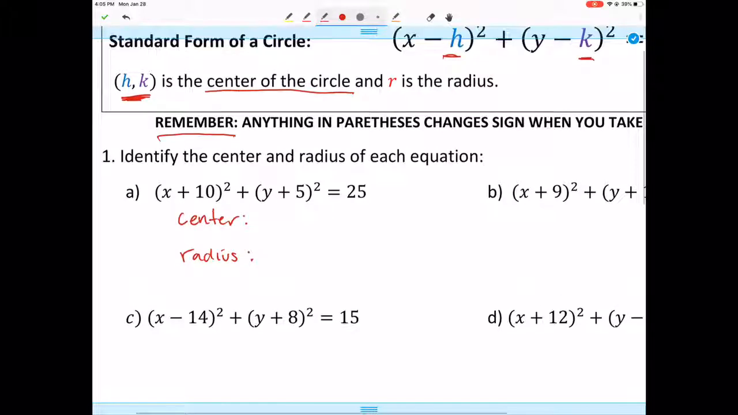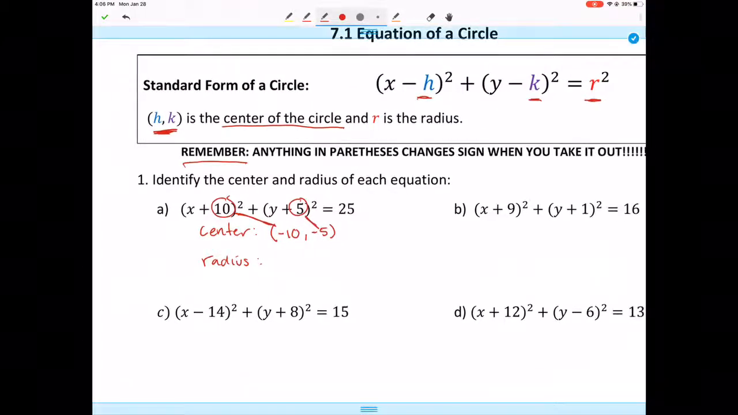So for the center, these are our H and this is our K, but anything in parentheses changes its sign when you take it out. So we need to switch this sign to -10, and our K will go from a +5 to a -5. That's where those numbers are coming from. And if we were to put this -10 into our equation for H, it would switch that sign back and make that -10 become a +10.